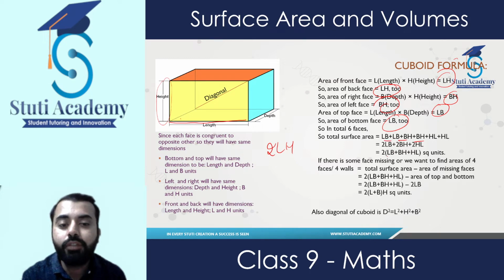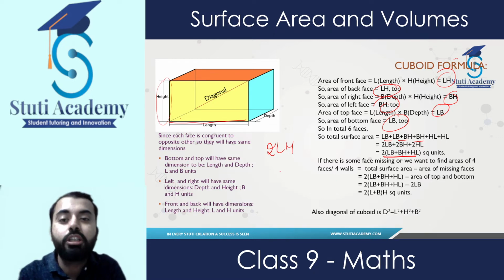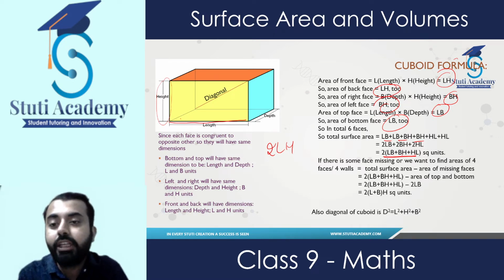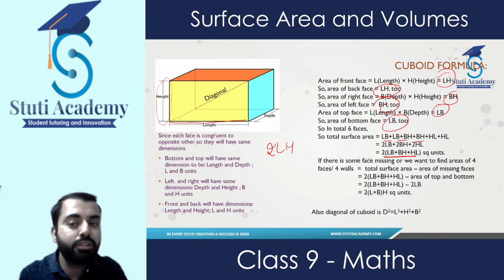Taking 2 common, you have your total area, which is what? 2 into (LB plus BH plus HL). This is the total surface area of what? A cuboid. I have taken each and every face. That was the total surface area.